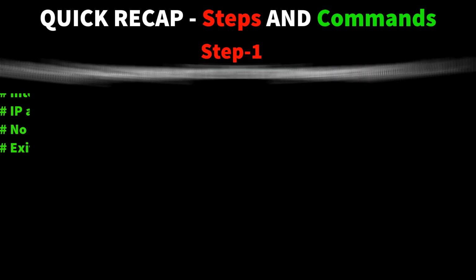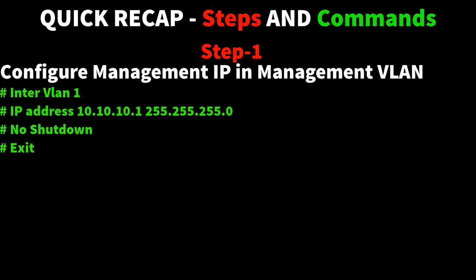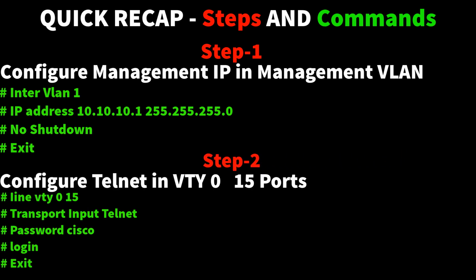Now a quick recap of the steps and commands I used here. Step 1, we configure the management IP address in the management VLAN: we go to interface VLAN, put the IP address in the VLAN, and no shut. Step 2, we configure Telnet in vty 0 to 15. We go to line vty 0 to 15, transport input telnet, password, any password we like, and the command login, then exit. That's it. We configured the management IP and enabled Telnet. The last step is the enable password we put in the switch, so when someone goes to enable mode, they have to provide the password for access.